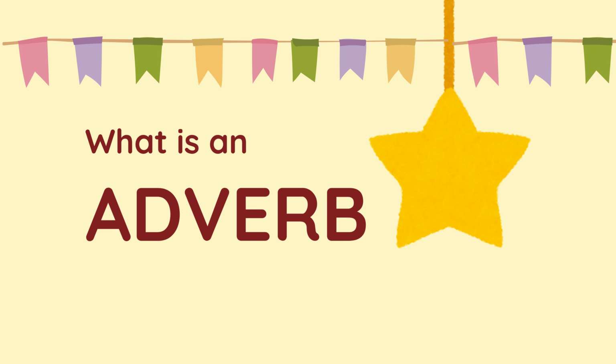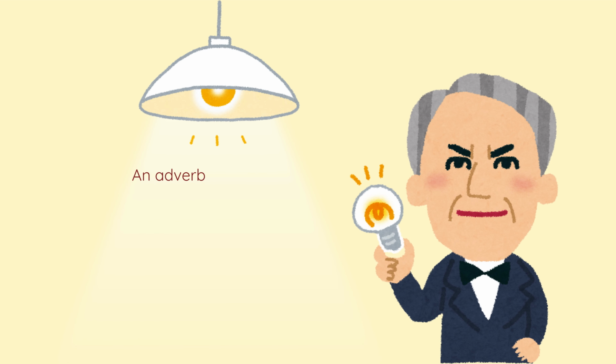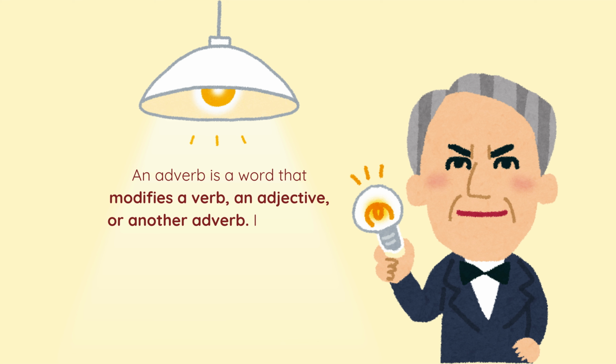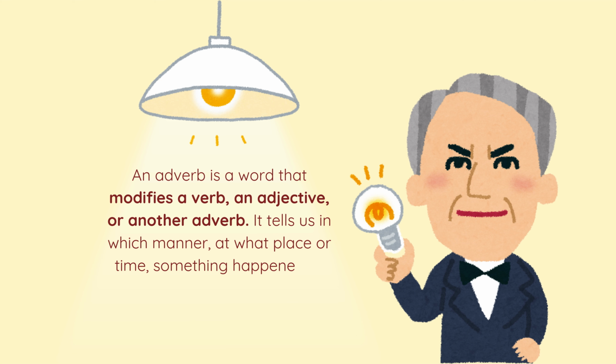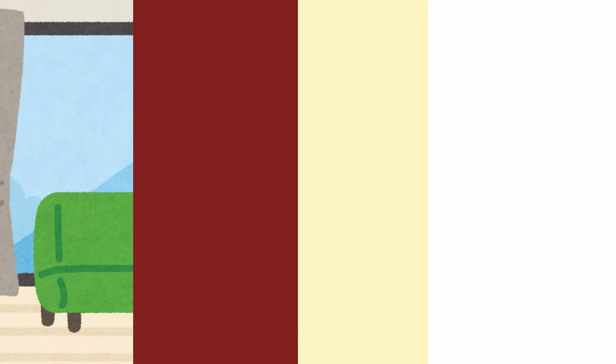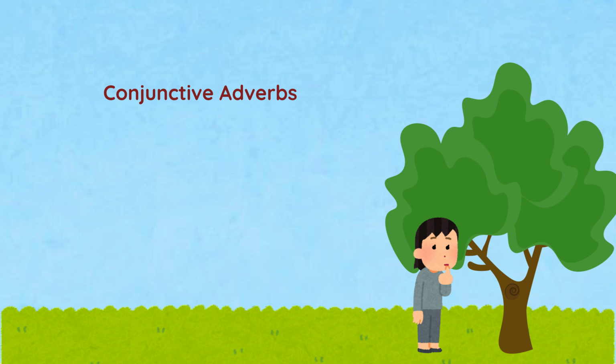What is an adverb? An adverb is a word that modifies a verb, an adjective, or another adverb. It tells us in which manner, at what place or time, something happened or was done. Let's get started. Conjunctive adverbs.